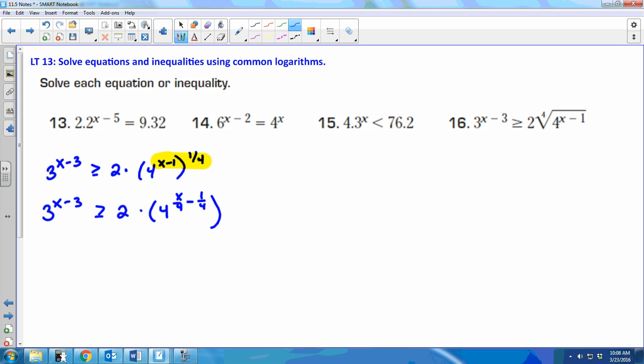I've got variables in the exponents, so I've got to get those out. Like we've been doing with all the rest of these, we have to use logs to do that. So I have x minus 3 times the log of 3. Now, I'm going to have the log of all of this stuff together.